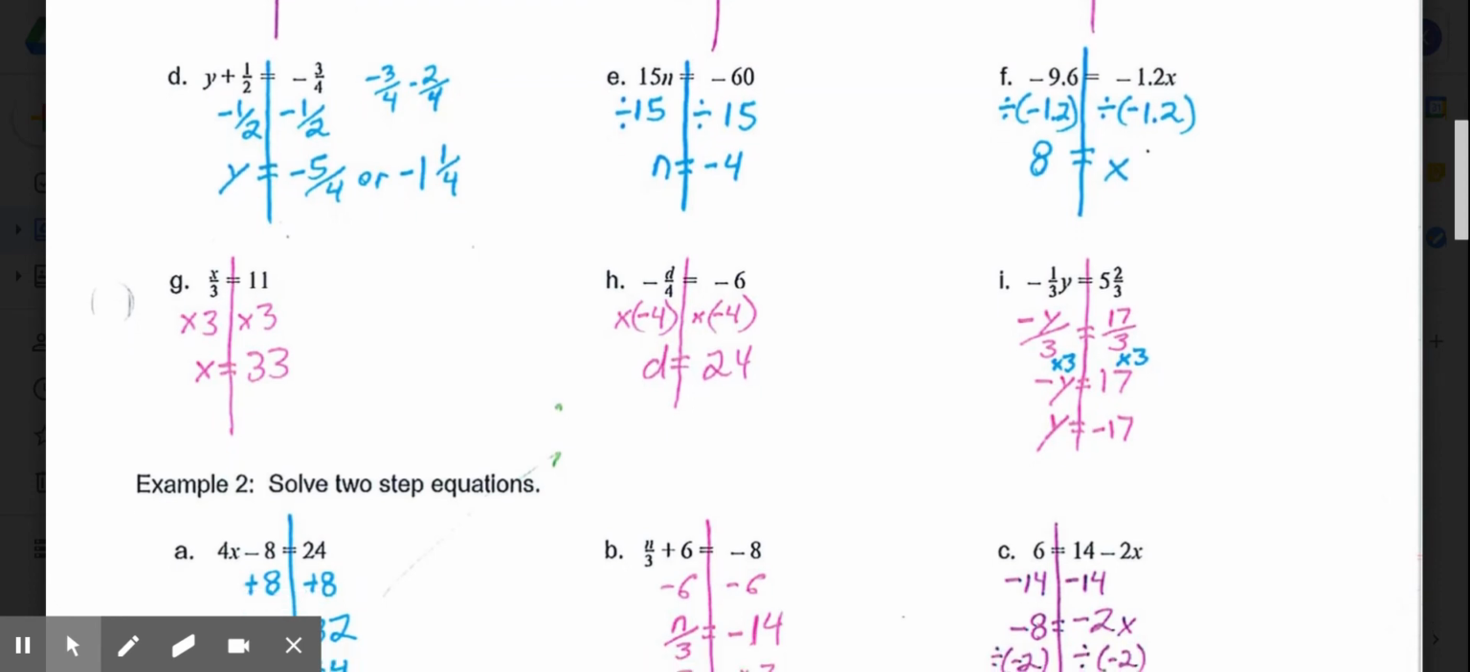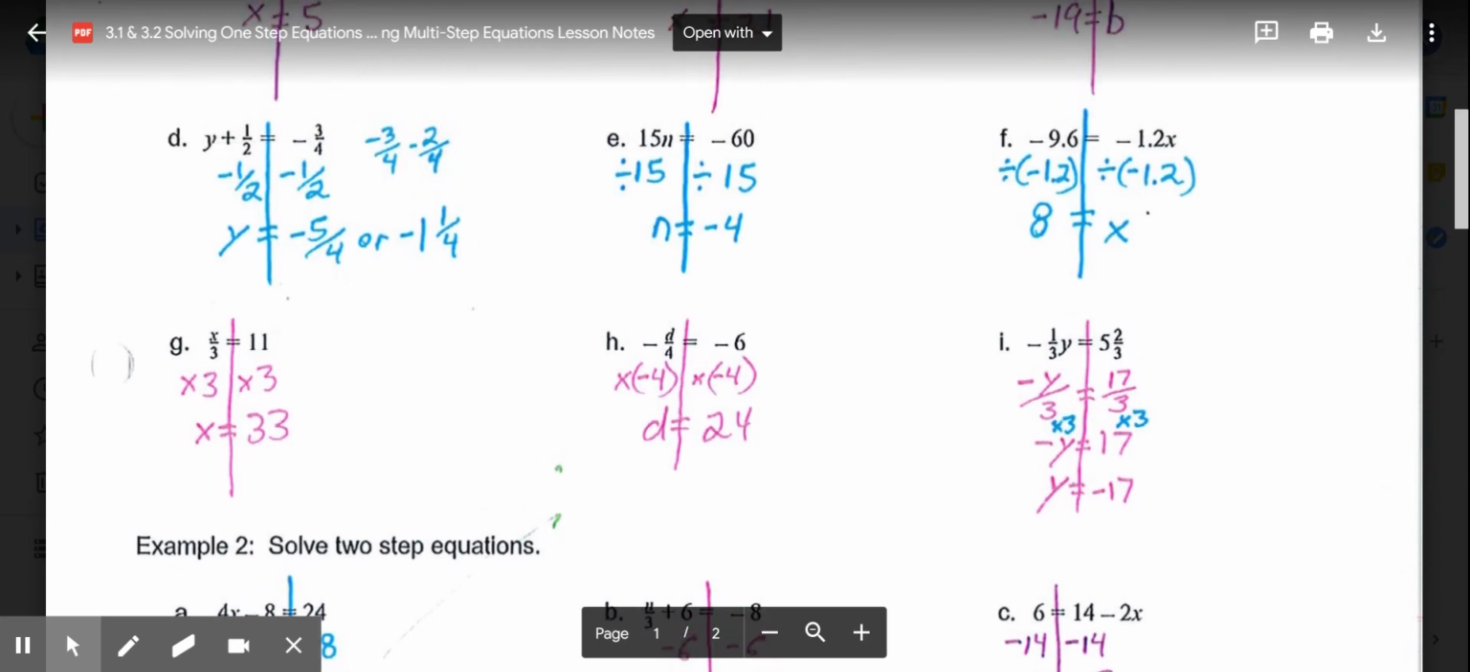Now examples D, E, and F. So in D, we have y plus 1/2 equals negative 3/4. Doesn't matter that we're dealing with fractions, we can still use our inverse operations. So subtract 1/2 from each side of the equal sign. And again, that would be the subtraction property of equality that allows us to do that.